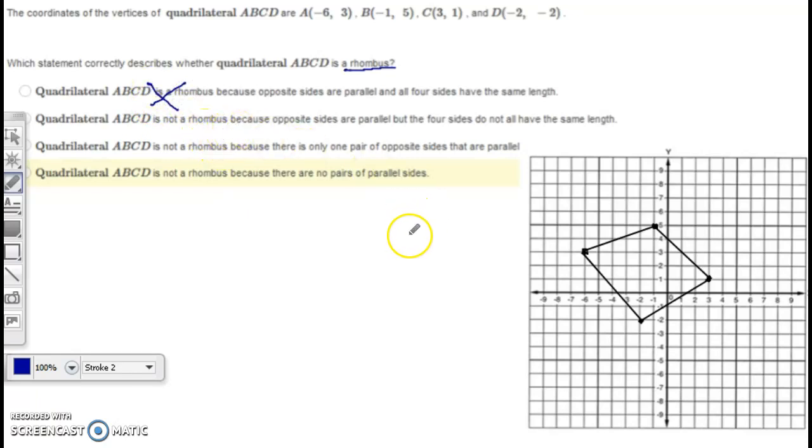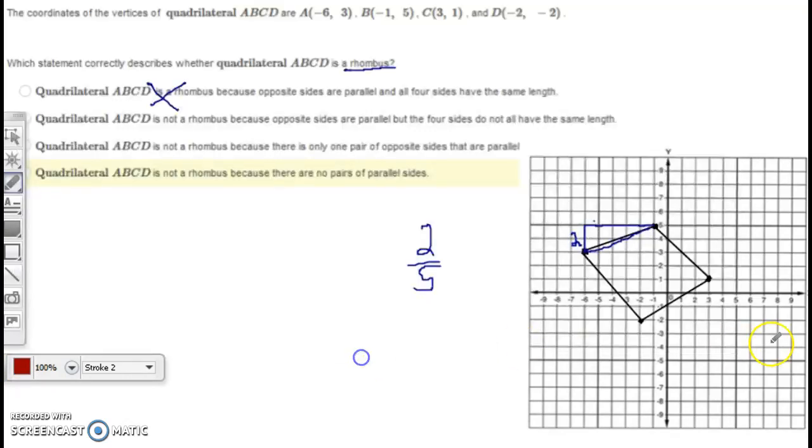And then let's check. For it to be a rhombus, it's got to have some parallel sides. So let's see what all these answer options say. It is not a rhombus because the opposite sides are parallel, but the four sides do not have the same length. Well, they're opposite sides. Let's see if they're parallel or not. Let's go ahead and do this one. I'm going to do rise over run. So that's 2 over 5. So this blue slope right here is 2 over 5.